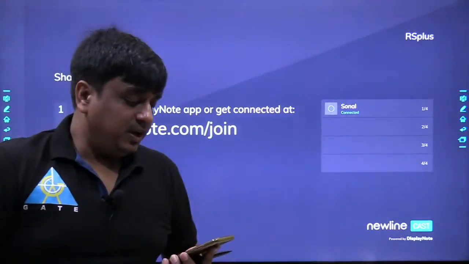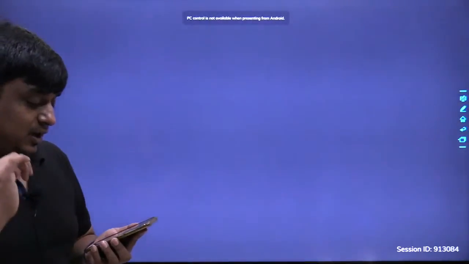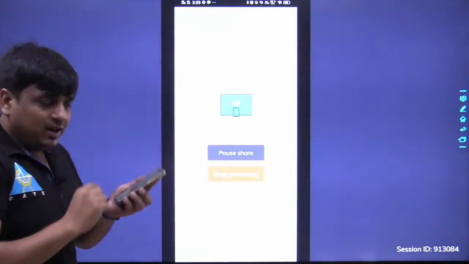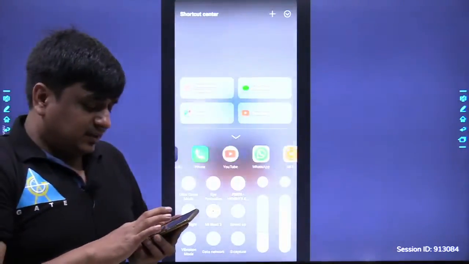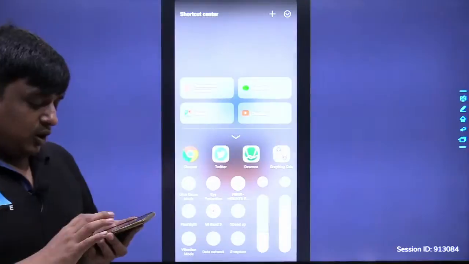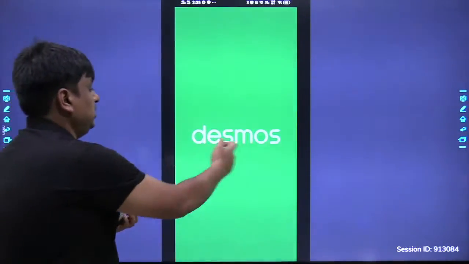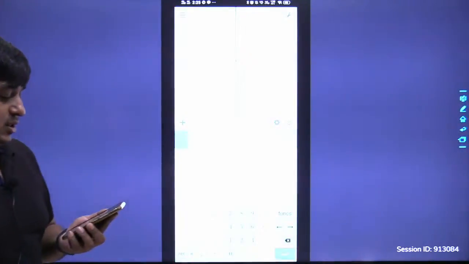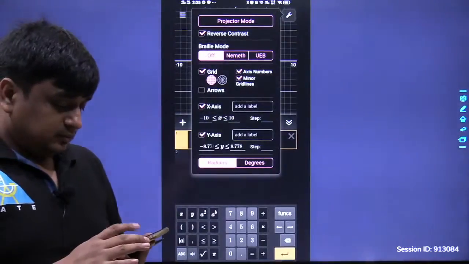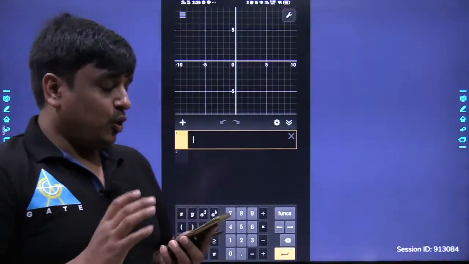So I would recommend each and everyone should have at least one. So this is the mirror of my mobile, and now I would suggest at least have this 2D drawer in your application, which is Desmos. You can see this is Desmos. Now what happens? Drawing the curve becomes much easier.